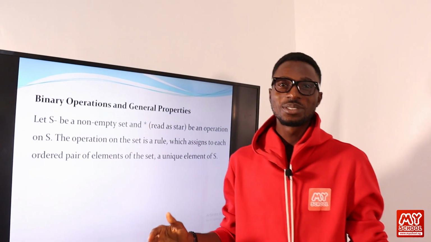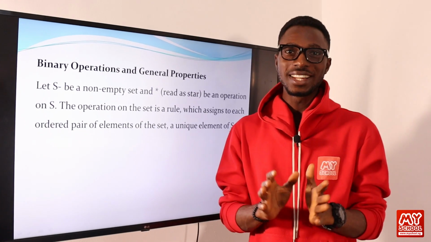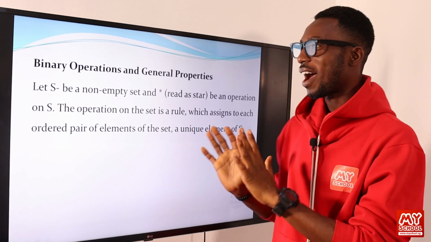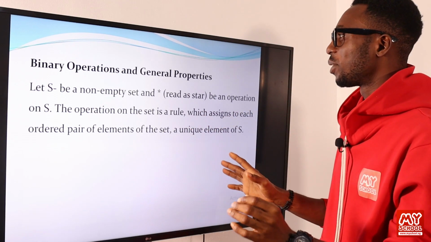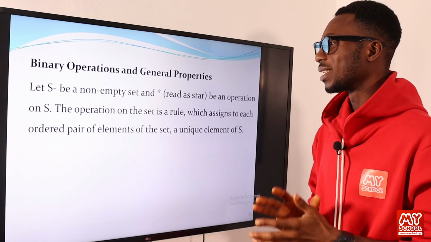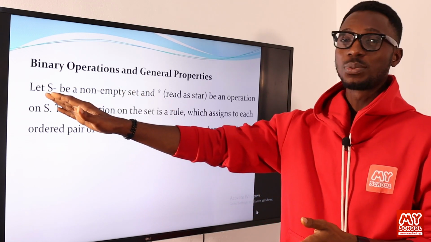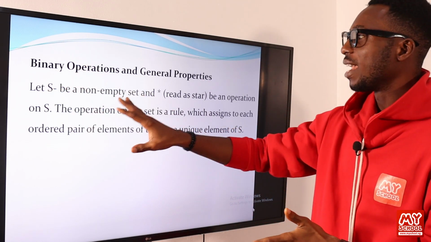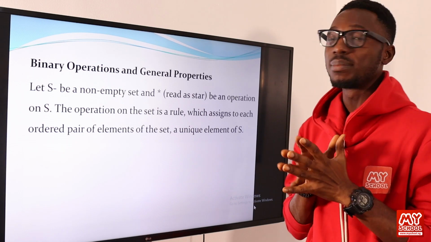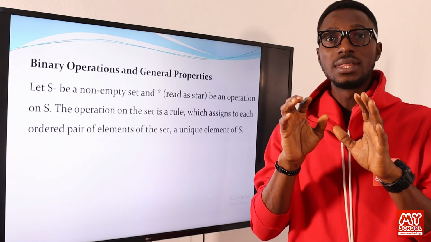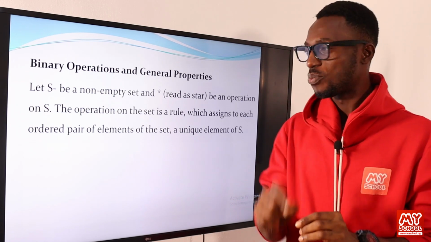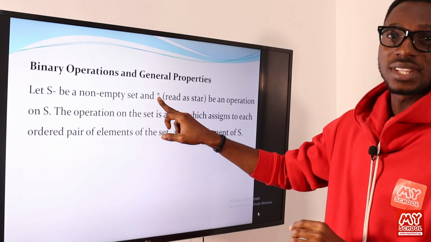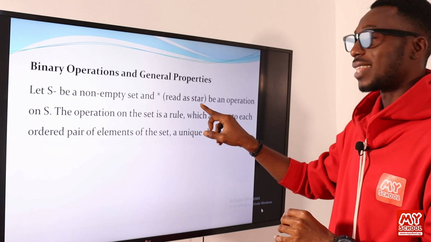Right here we are going to look through the topic binary operations. Alright, so we have the first slide right before us: binary operations and general properties. Let S, this should be set S, be a non-empty set. Being a non-empty set implies that there's at least one element in it, at least one member. And this asterisk sign is read as star.